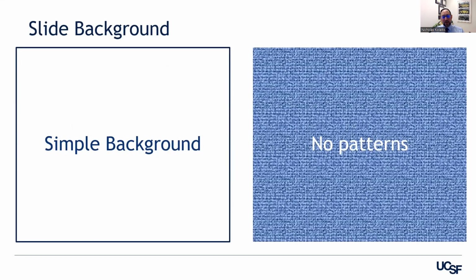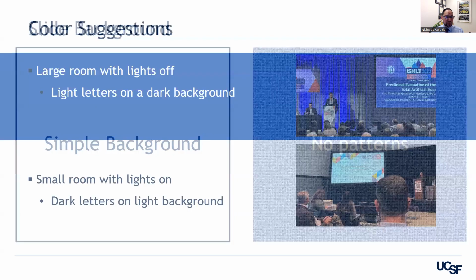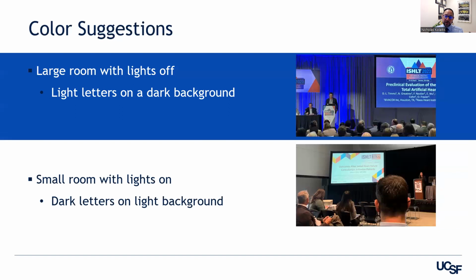A little bit about slide design. When you're thinking about your backgrounds, I typically prefer a simple background, like a white background with dark lettering. Try to avoid patterns. Speaking of colors, look at where your talk is going to be. Is it going to be in a large auditorium where the lights are off, or is it going to be in a small room where the lights are on? If it's in a large auditorium with the lights off, a dark background with light letters tends to project better. If it's in a small room with lights on, a light background with dark letters tends to project better.